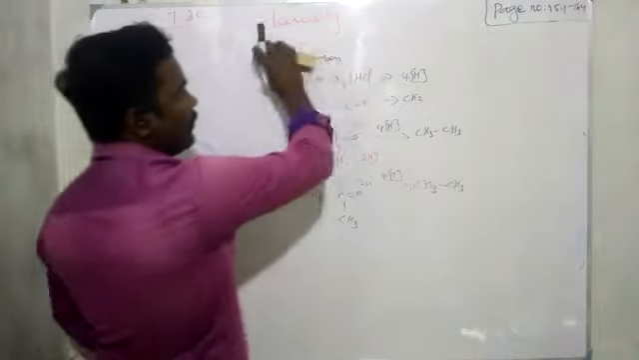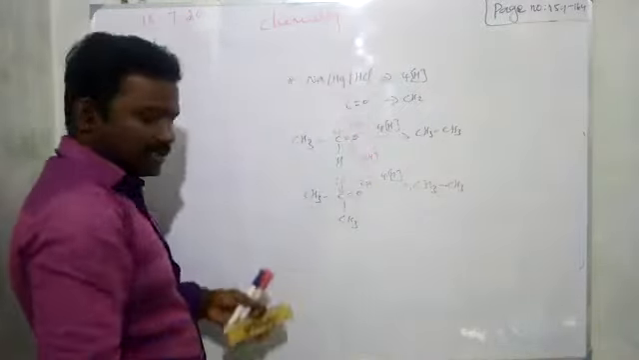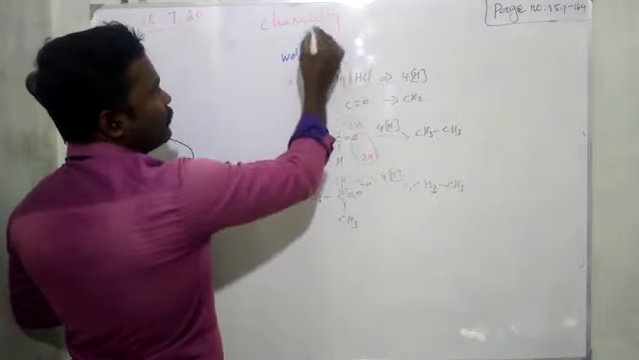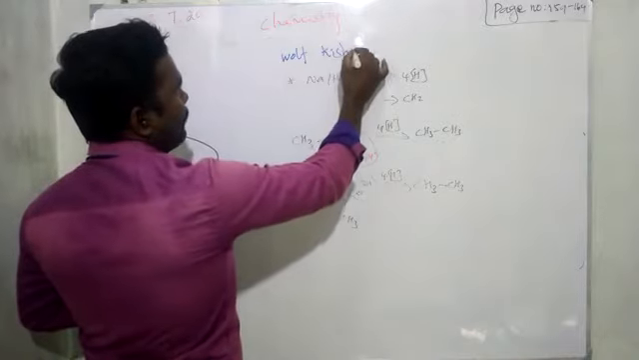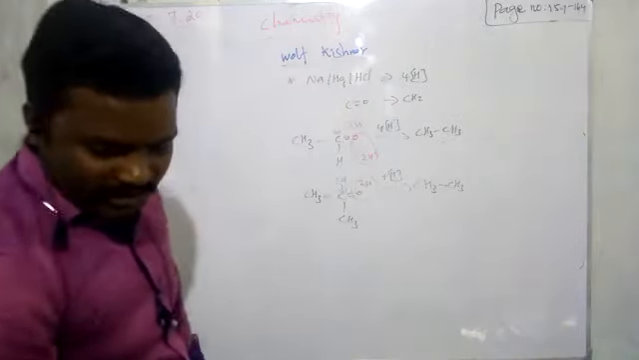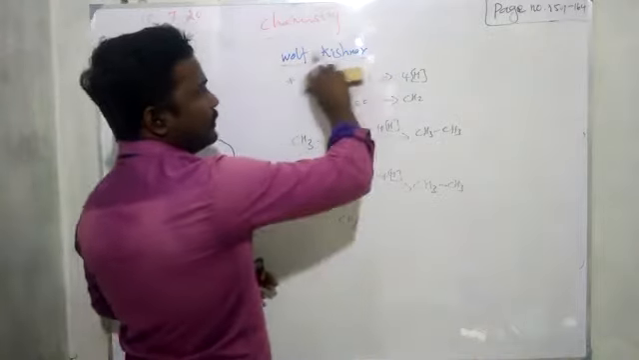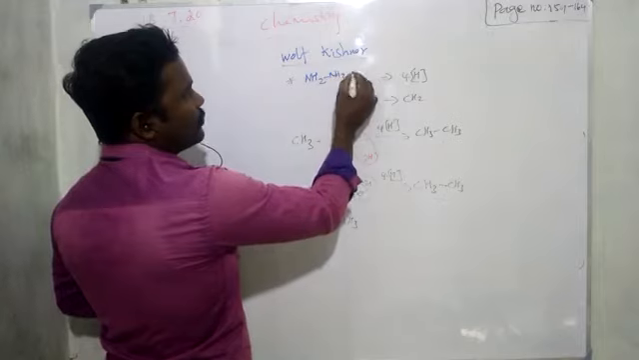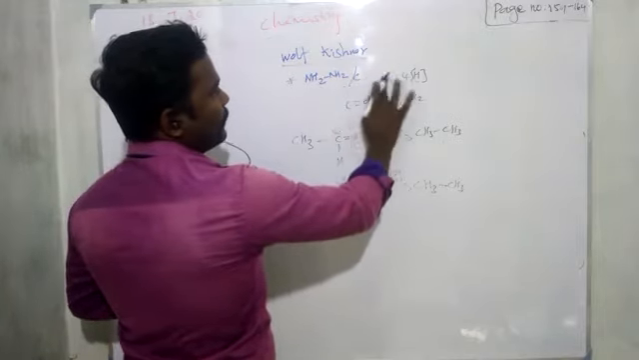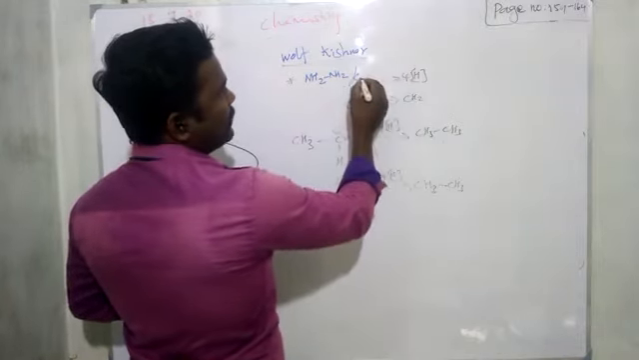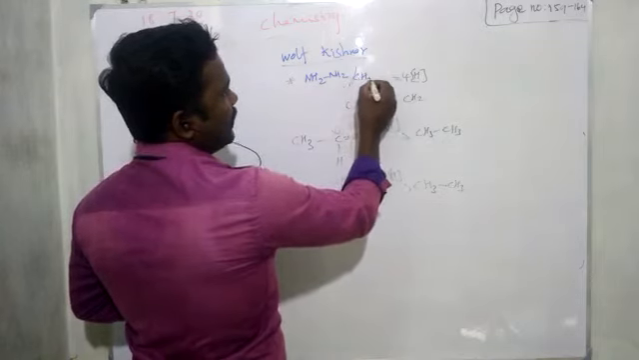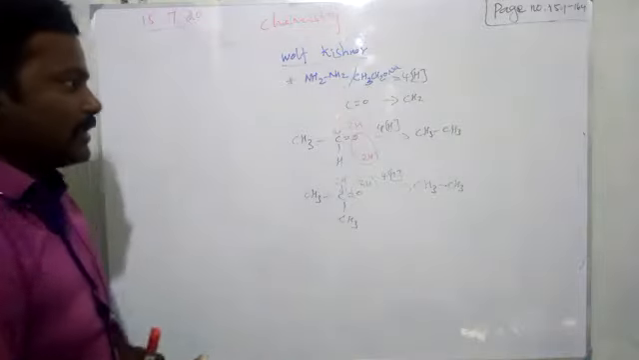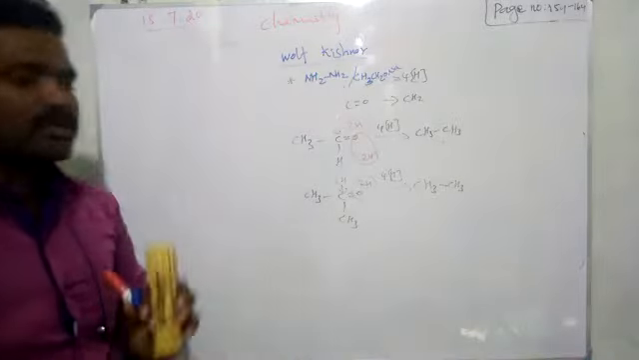See here, if you take the Wolff-Kishner reaction, another reaction, in that reaction you take the catalyst hydrazine NH2NH2 along with sodium ethoxide, CH3CH2ONa. This is called sodium ethoxide. If you take this, the same reaction will take place.